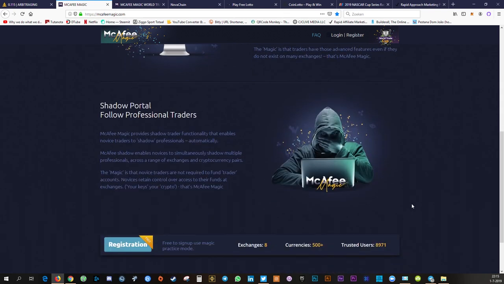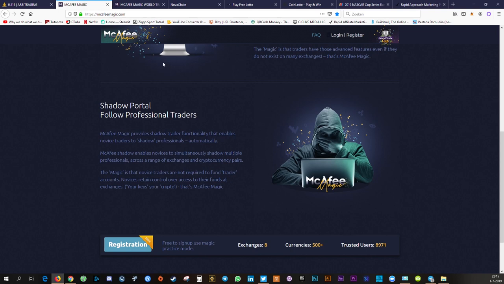And what else is nice is the Shadow Portal, follow professional traders. So also with McAfee it's going to be possible to shadow trade professional traders. That's like connecting your exchange. I think it's going to be through API, connecting to a pro trader, and your account is going to be matched with someone else who is a good trader and makes profit, and that way you can also gain profits on the amount you use to invest and to trade.